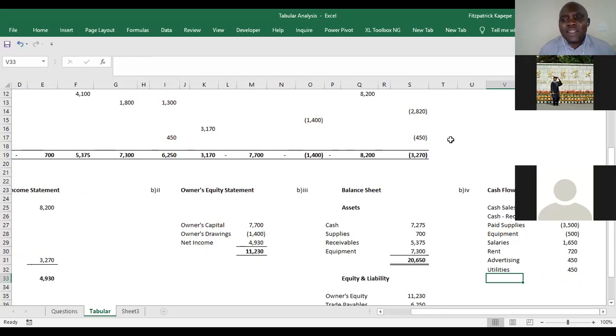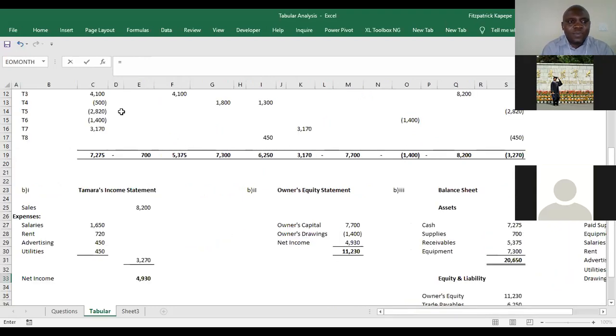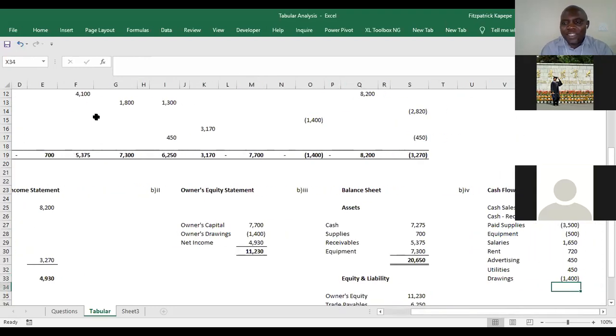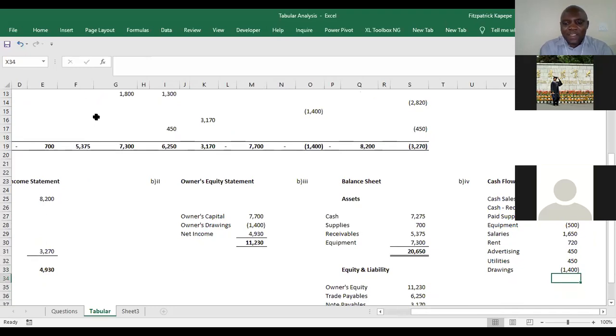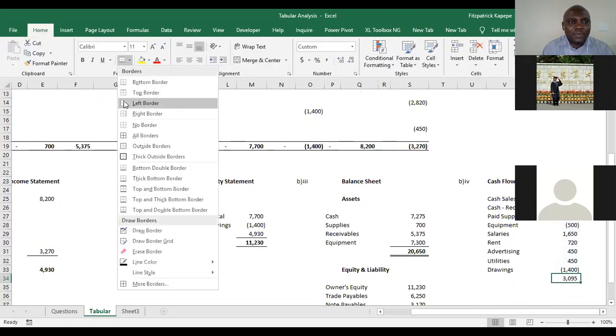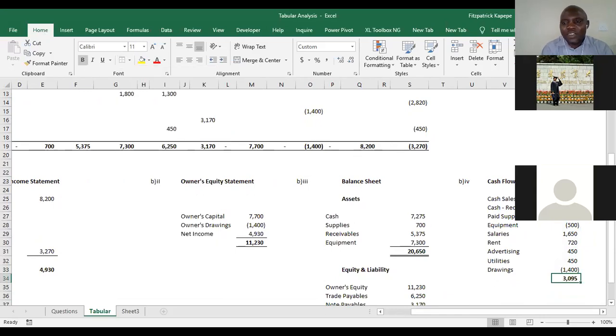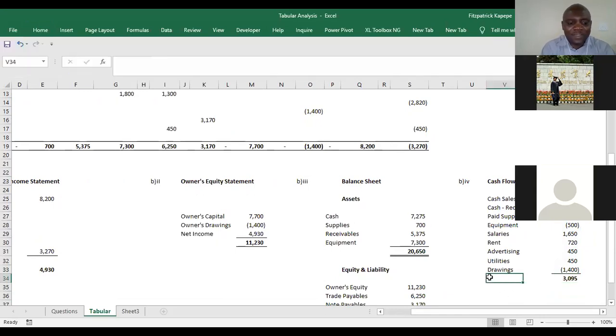So these were, but we also had drawings, which was 1.4. So I'll show you the easiest way of looking at these things. So now, this is what you had, but please wait. So here, this is what you're going to call a cash increase.